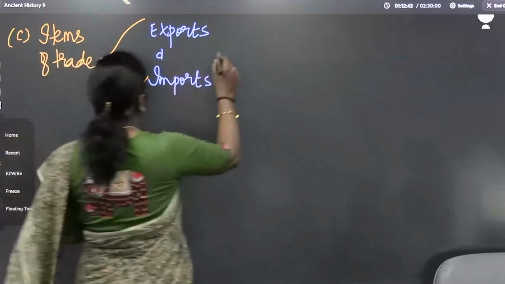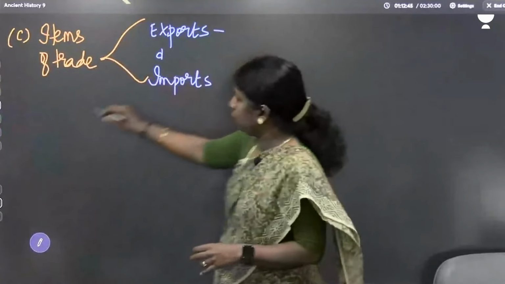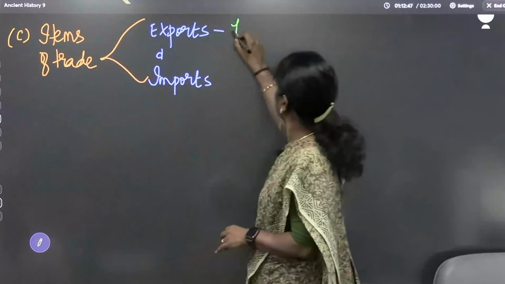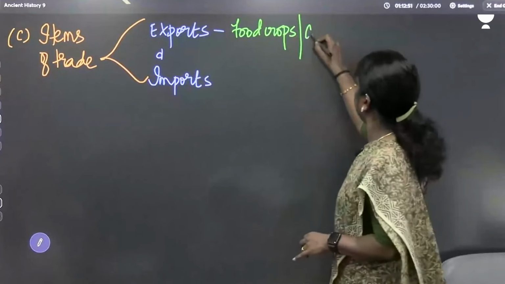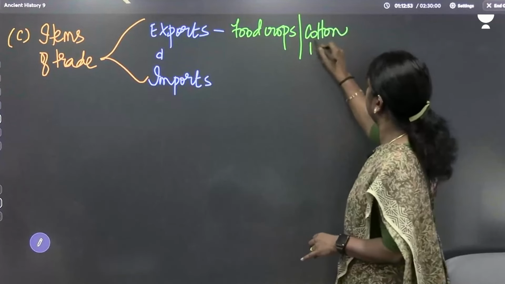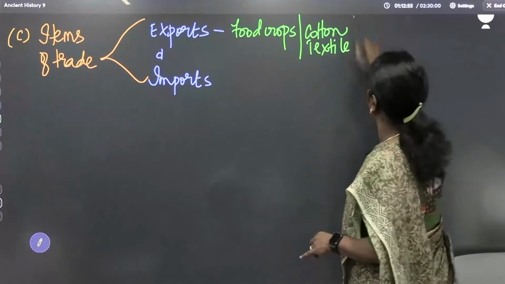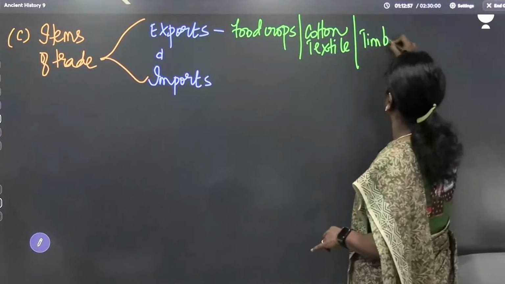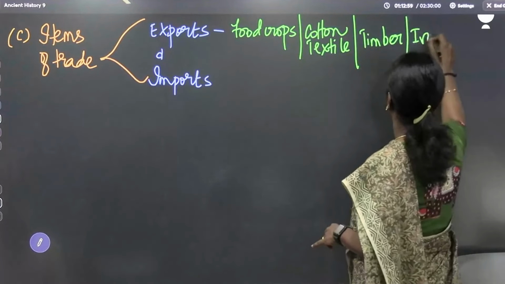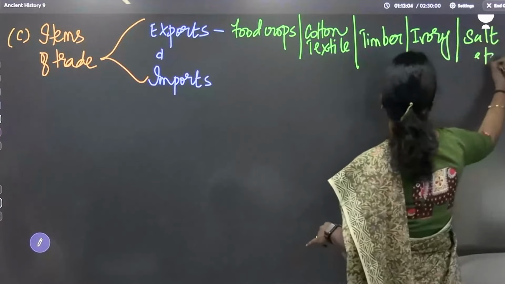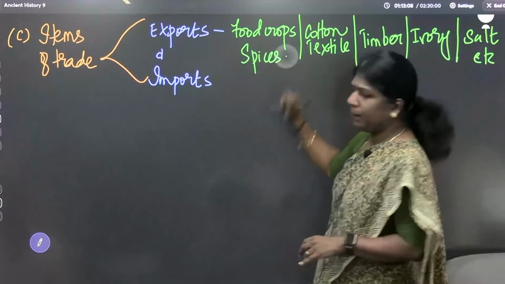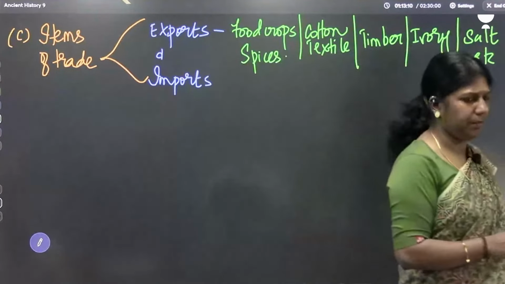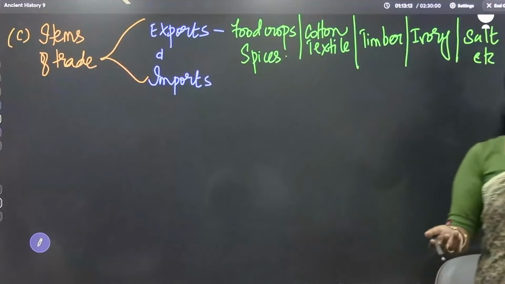Imports. So, what was the export of the Aryans? They exported food crops, cotton textile, timber, ivory, salt, etc. Salt, you can even add spices. Spices. So, where did they take spices from? Chera, Chola, Pandya, South India.